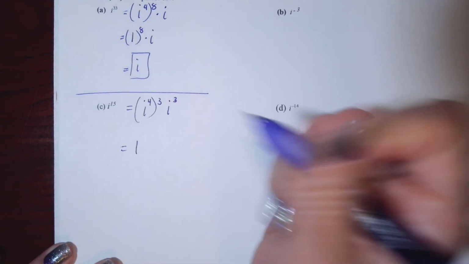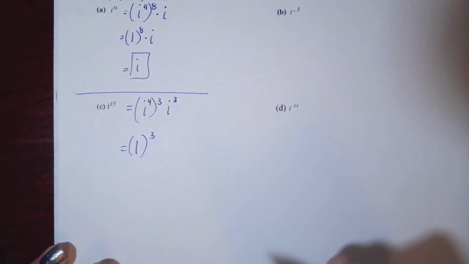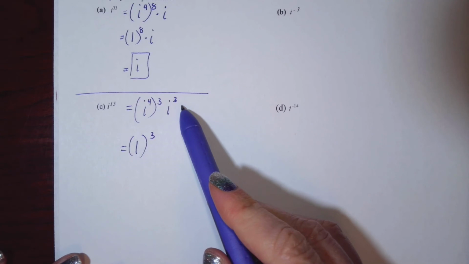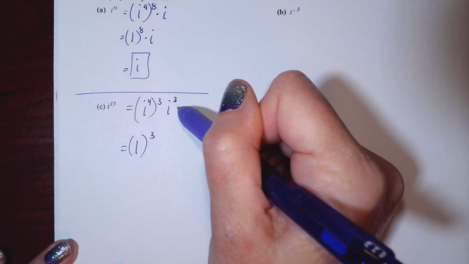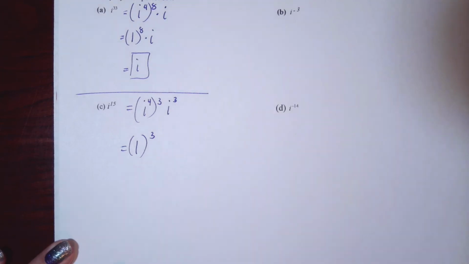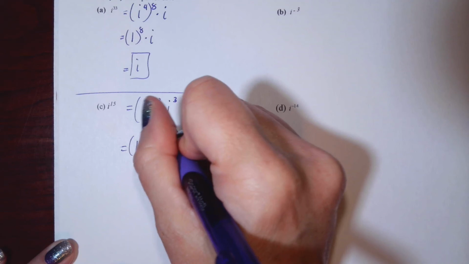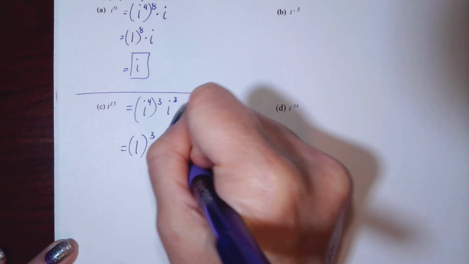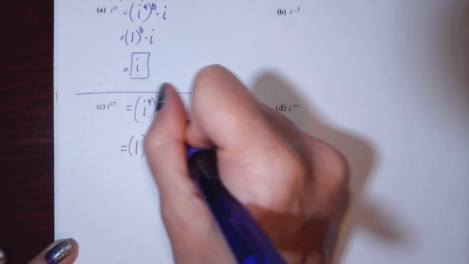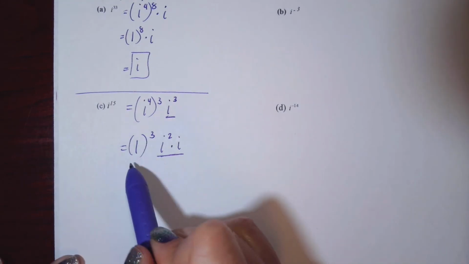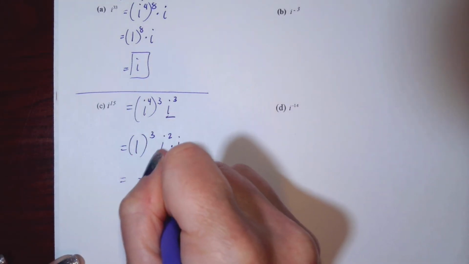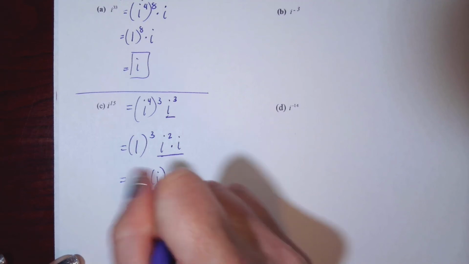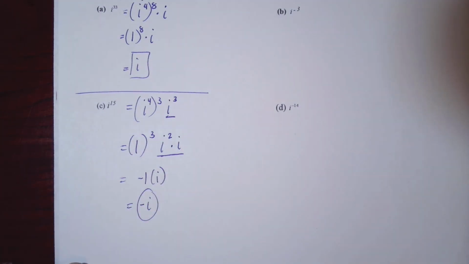I to the 4th is just 1. We've got 1 cubed, and we need to figure out what this I cubed would be. I squared was -1, I cubed is -I. If you can't remember that, you can break it down to be I squared times I. This I cubed is I squared times I. 1 cubed is just 1. I squared is -1. So this simplifies to be -I.